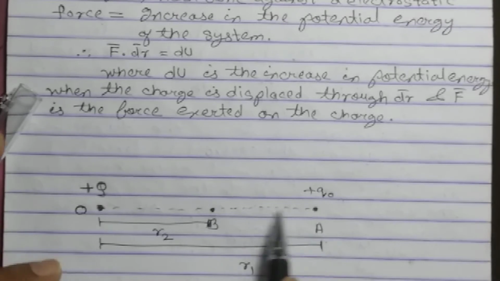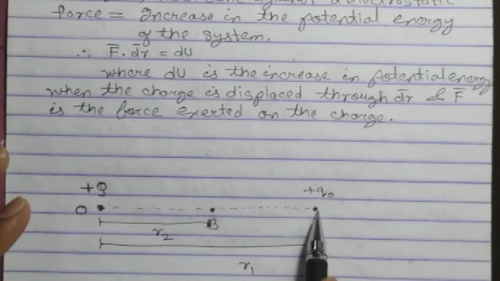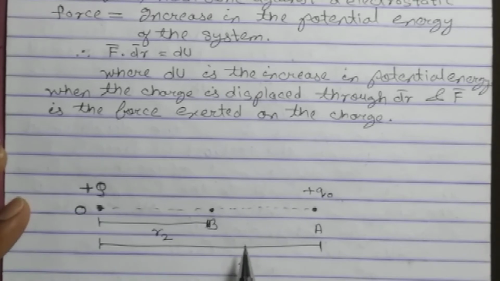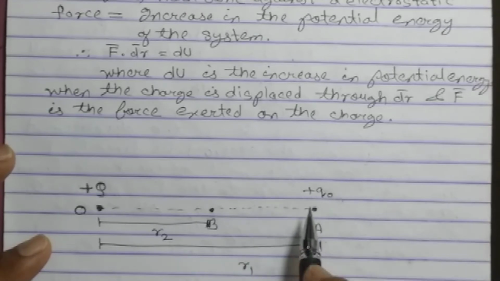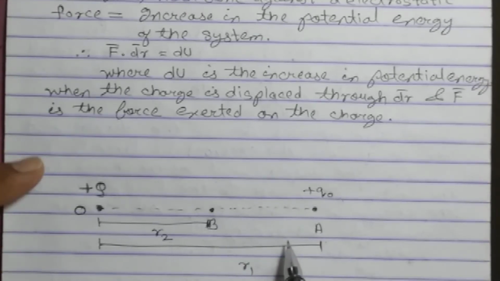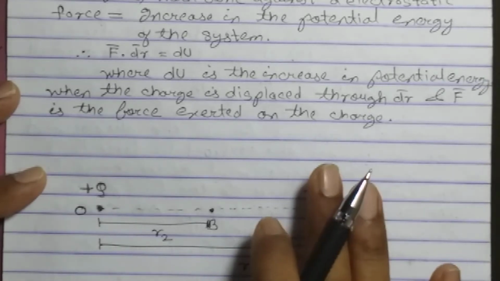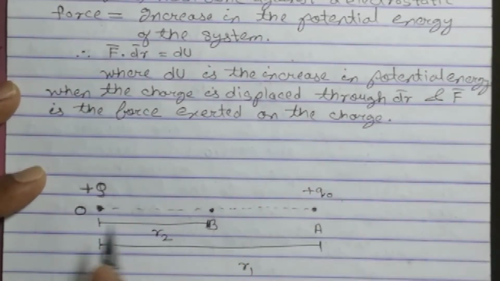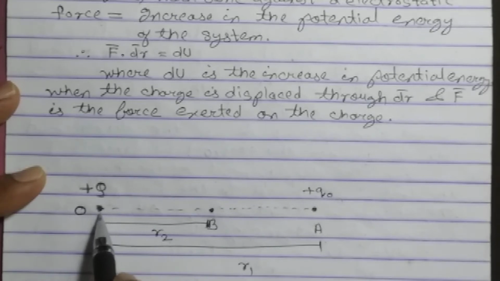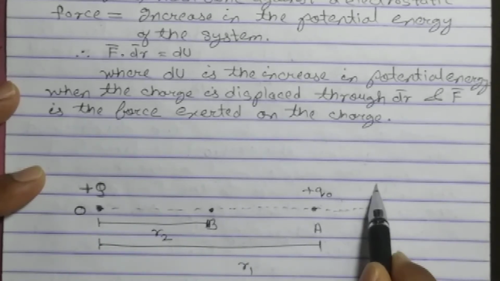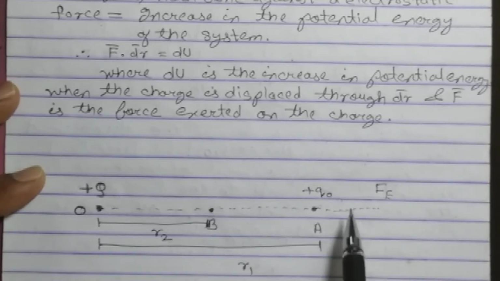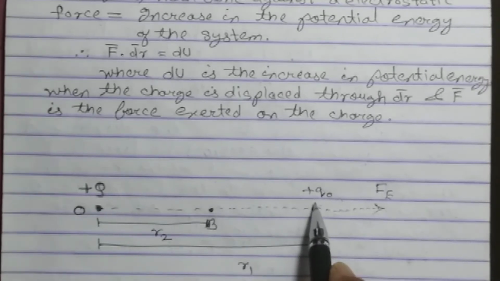When this particular point charge is shifted from A to B, then we will say some work is to be done against electrostatic force. Suppose if I forget about this plus Q naught, initially plus Q is situated at point O. Due to this plus Q, we know that there is an electrostatic force in this direction, Fe, okay? Electrostatic force, because Q is more than this Q naught.